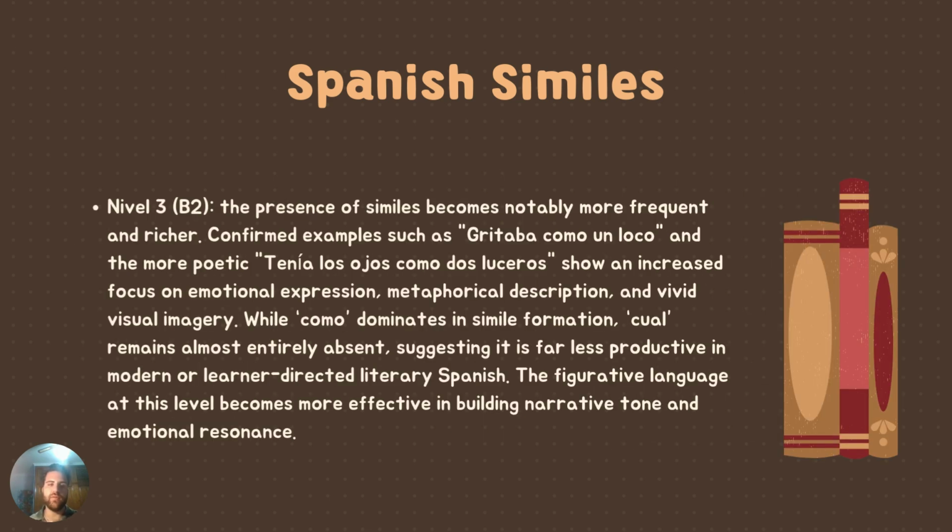For the third level, B2, the presence of similes becomes notably more frequent and richer. Confirmed examples, such as gritaba como un loco and the more poetic tenía los ojos como dos luceros, show an increased focus on emotional expression, metaphorical description, and vivid visual imagery. While como dominates in simile formation, cual remains almost entirely absent, suggesting it is far less productive in modern or learner-directed literary Spanish. The figurative language at this level becomes more effective in building narrative tone and emotional resonance.